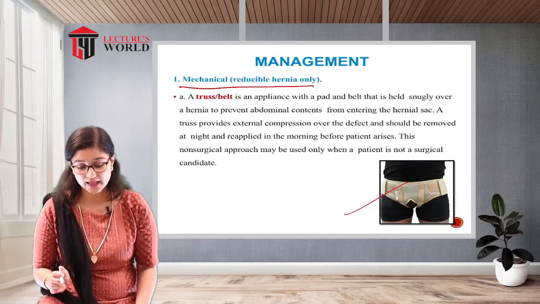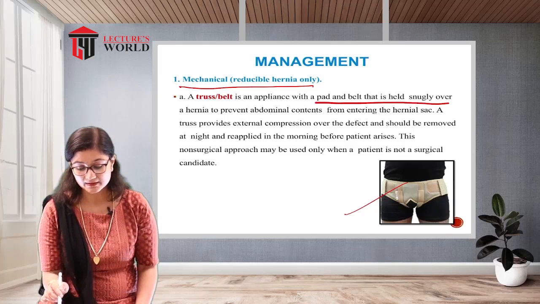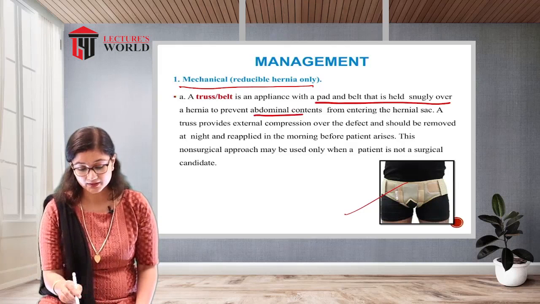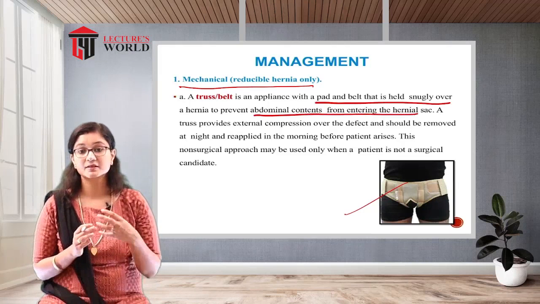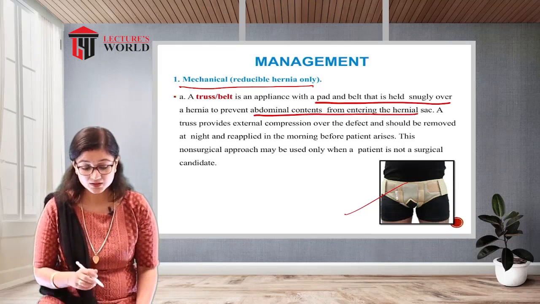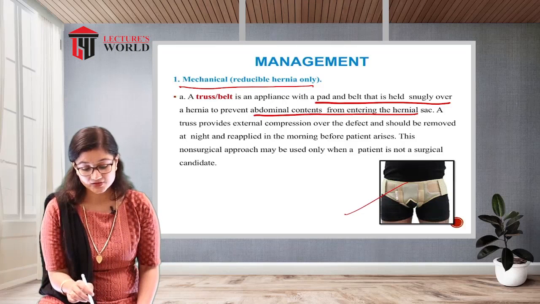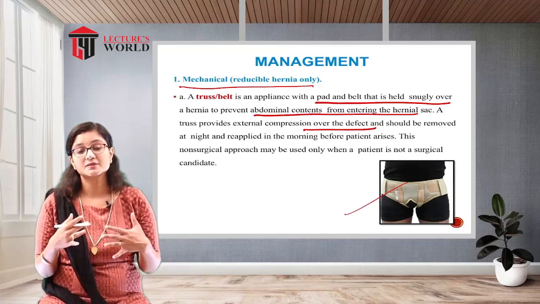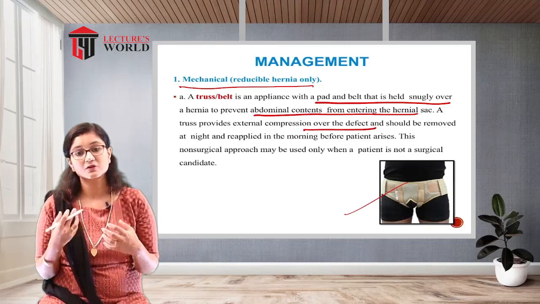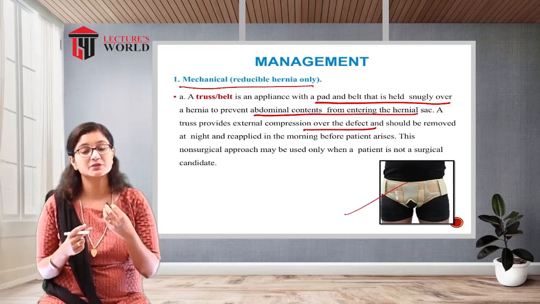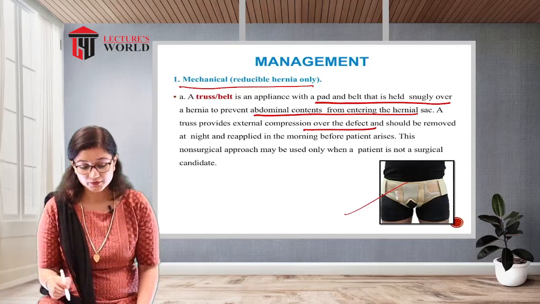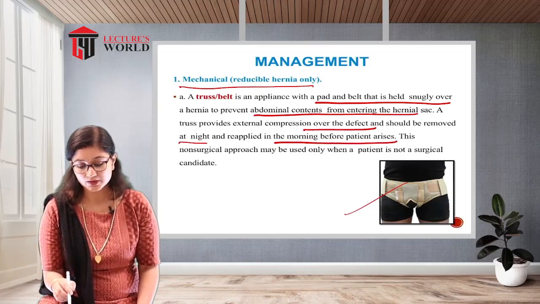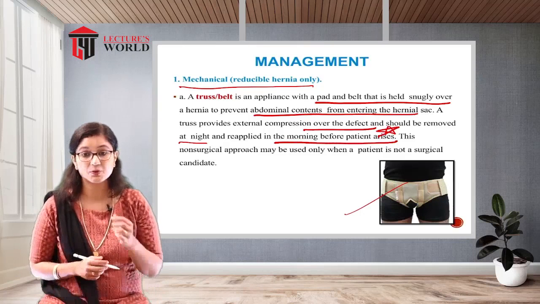It is an appliance with a pad and belt that is held snugly over a hernia to prevent abdominal content from entering the hernial sac. A truss provides external compression over the defect. So ideally what it is doing is pressing that organ so that it should not come into the sac, and it should be removed at night and reapplied in the morning before the patient arises. This is a very important point.